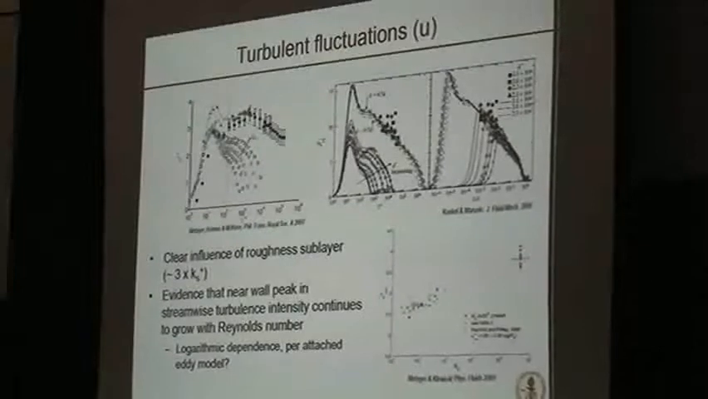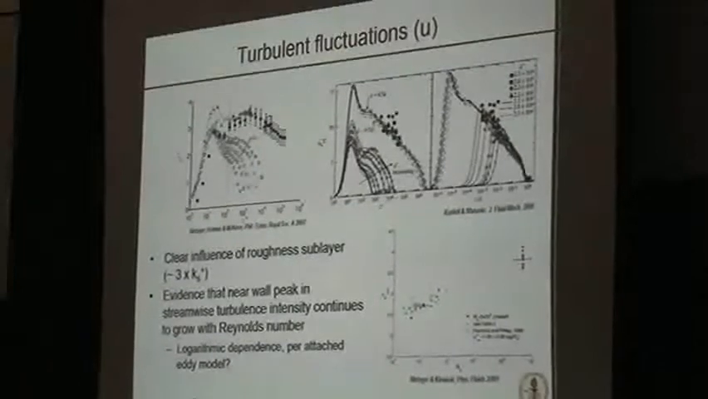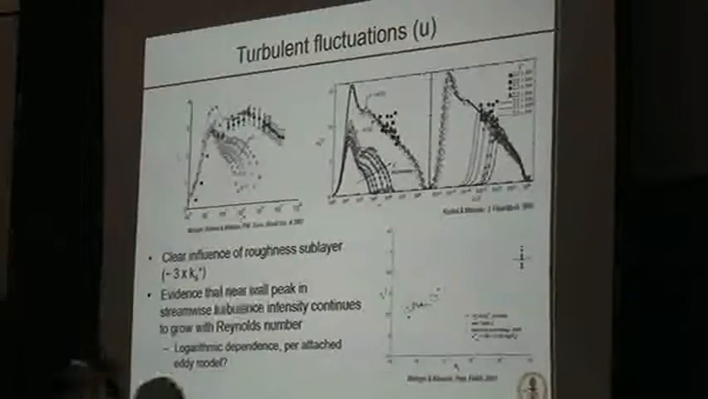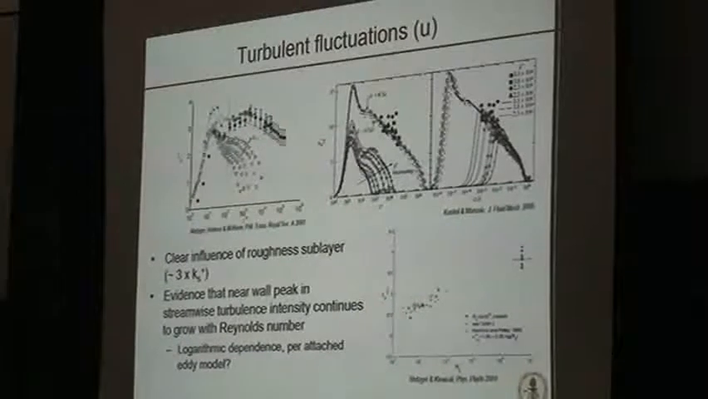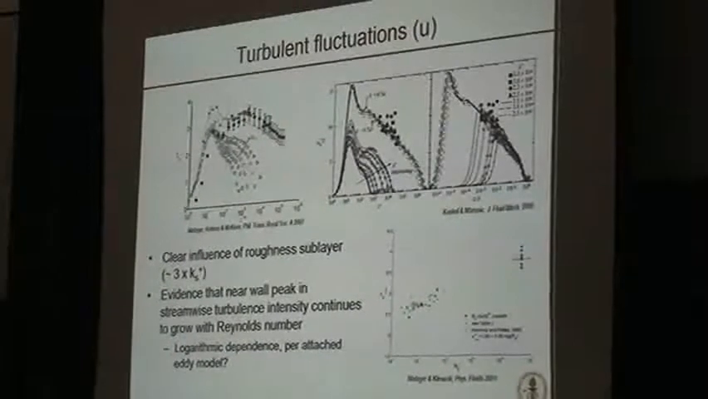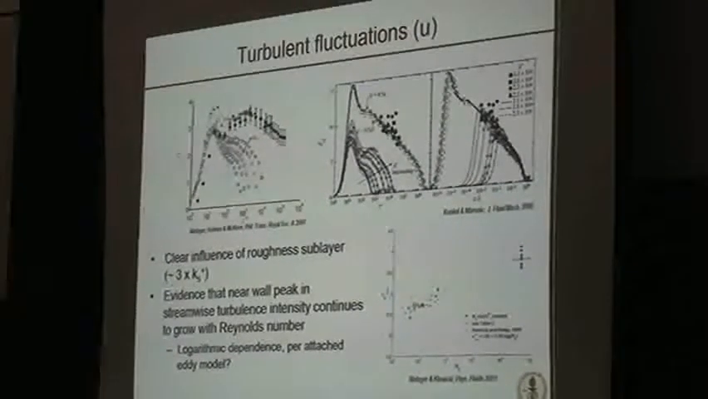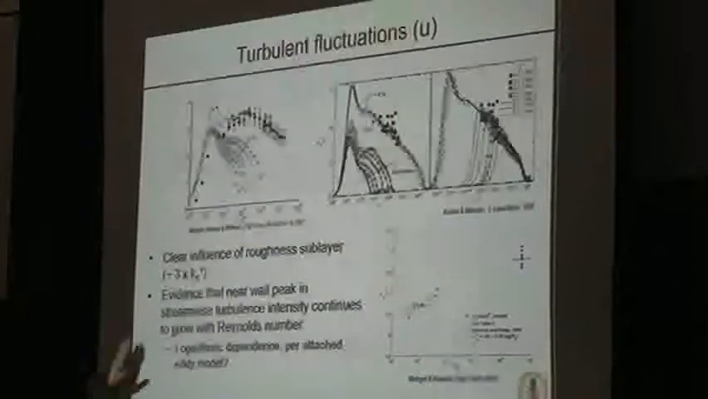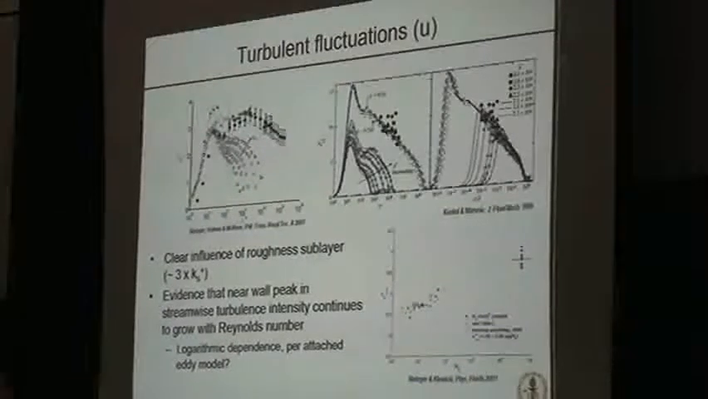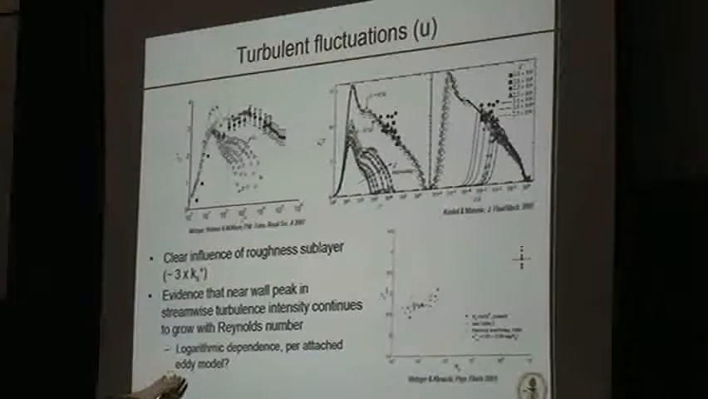So take one thing, hopefully more things from this lecture, but the value of the surface layer is this 2 orders of magnitude difference in Reynolds number that really illuminates some of these trends. So the surface layer shows you that the near wall peak continues to grow with Reynolds number, and the attached eddy model would suggest that it's a logarithmic dependence, and that looks reasonable associated with that plot there.